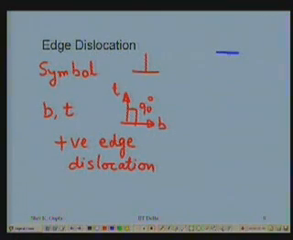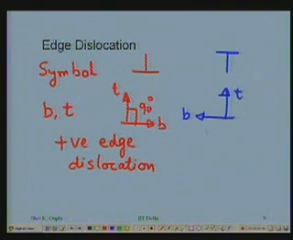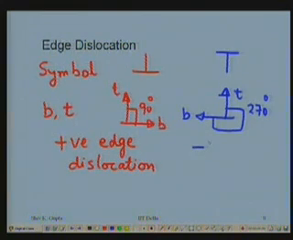In such a situation, we write the symbol like this. This is the part plane coming from the bottom and stopping at the slip plane. In this case, when you find out B and T, if you take the T vector like this going inside the crystal, you will get the B vector like that. The angle from B to T will be 270 degrees, not 90 degrees. I am working out from B to T, right? And this is called a negative edge dislocation.